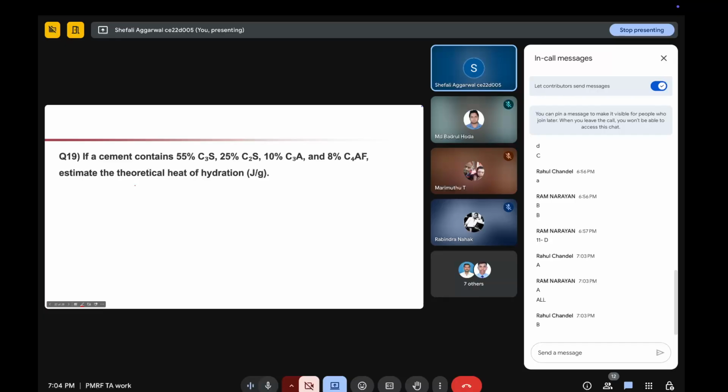Okay. So this is a little bit of a calculation type of question. If a cement contains 55% of C3S, 25% of C2S, 10% of C3A and 8% of C4AF, estimate the theoretical heat of hydration. So if you remember, we have this table. Can you calculate the total heat of hydration? You can take a few minutes and calculate it.